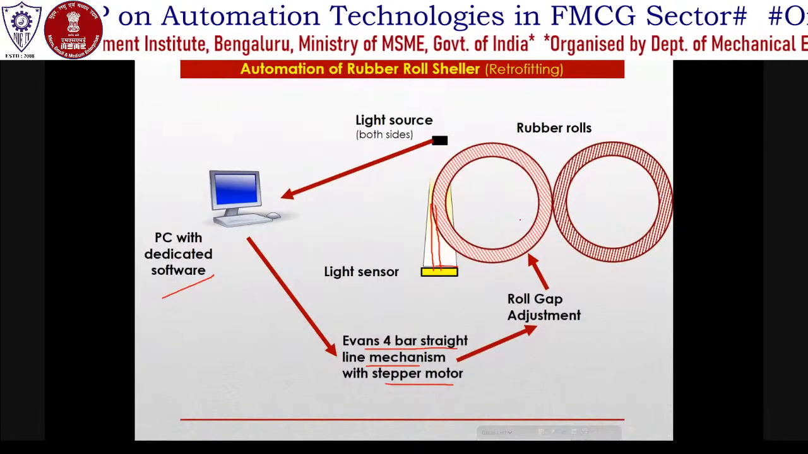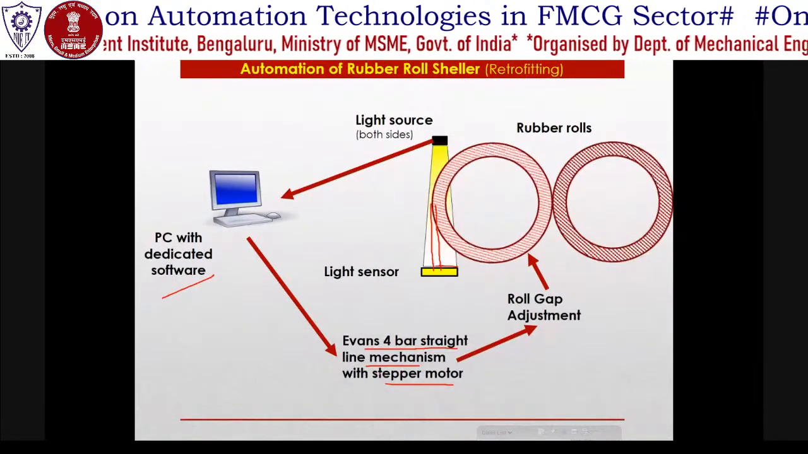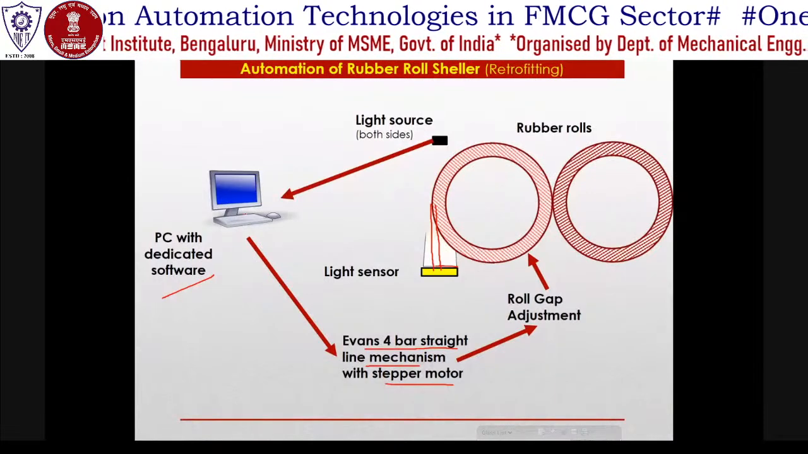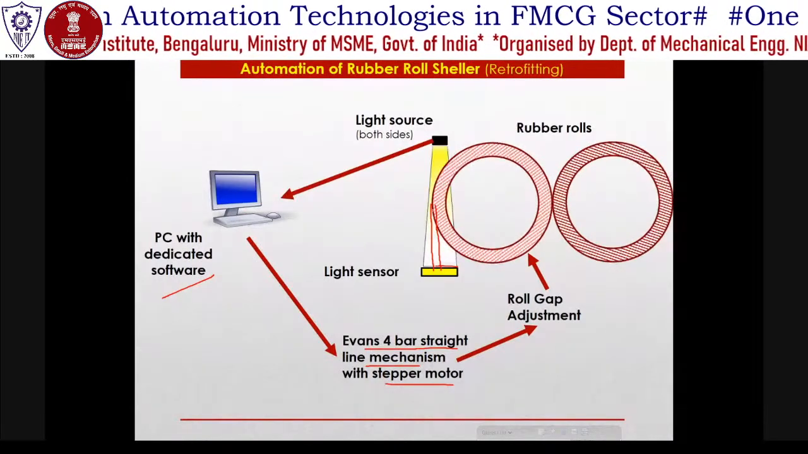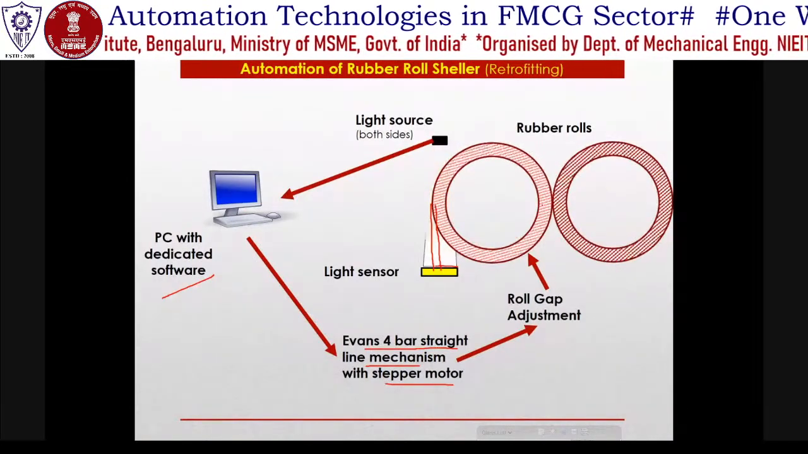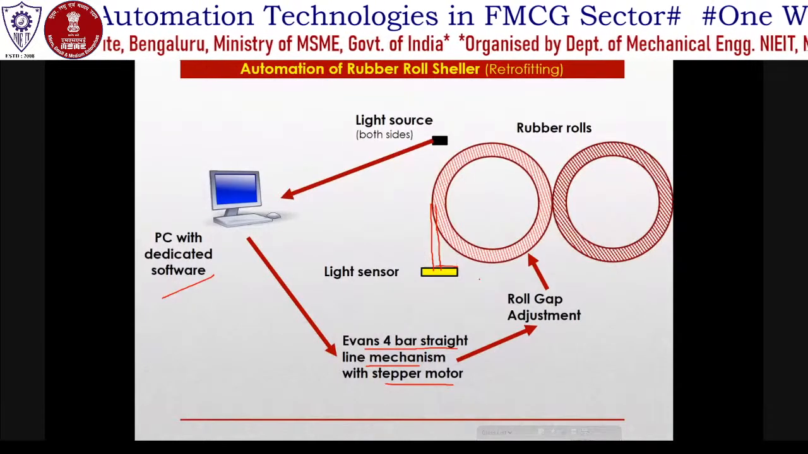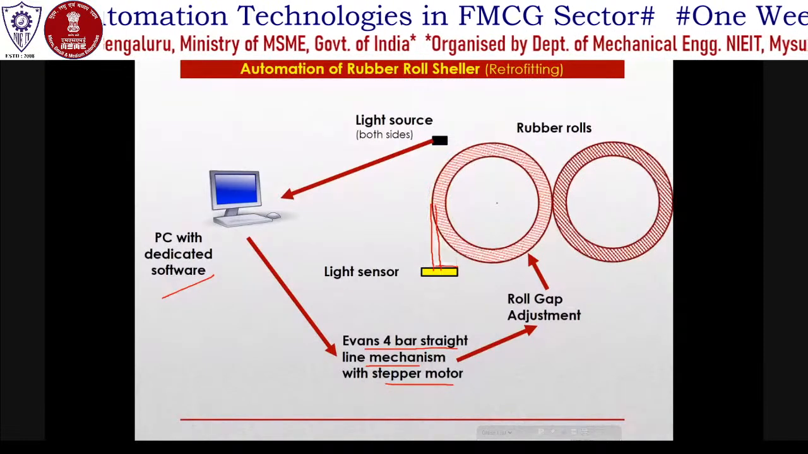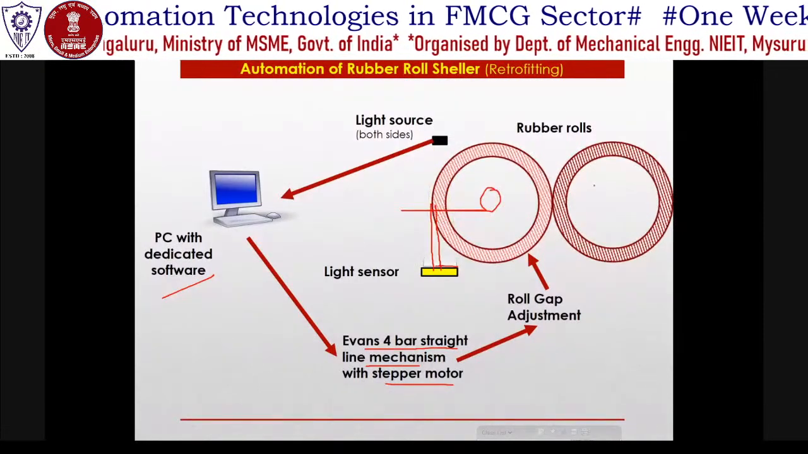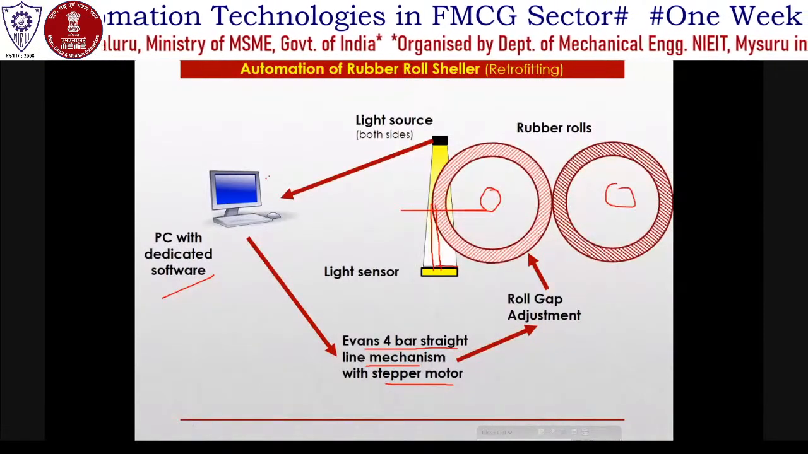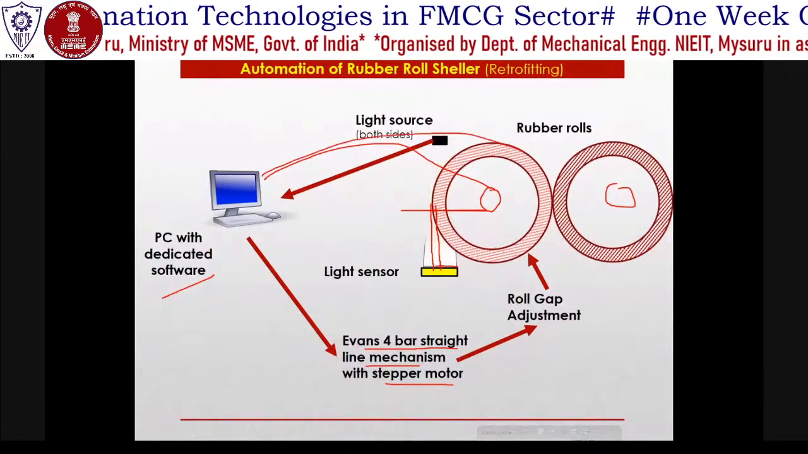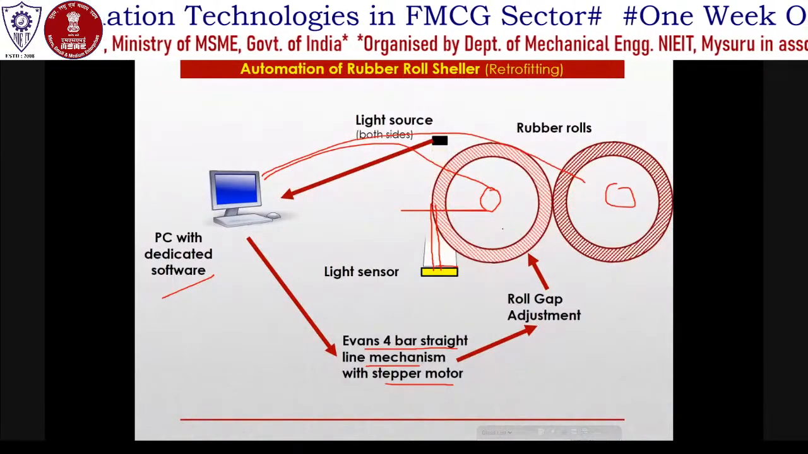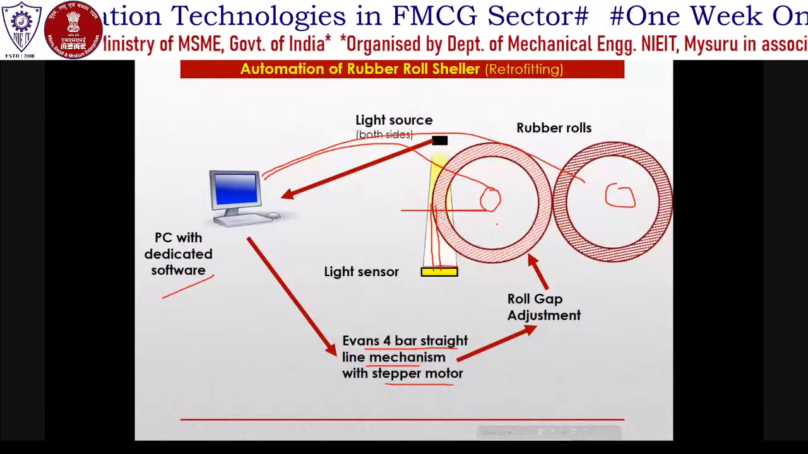The stepper motor is given a command by this computer, depending on the wear and tear, to move forward. This computer also talks to each of these motors. This has one motor, this has another motor. So this computer talks to both of them, and after every 8 hours, it automatically interchanges the speeds of the rolls.